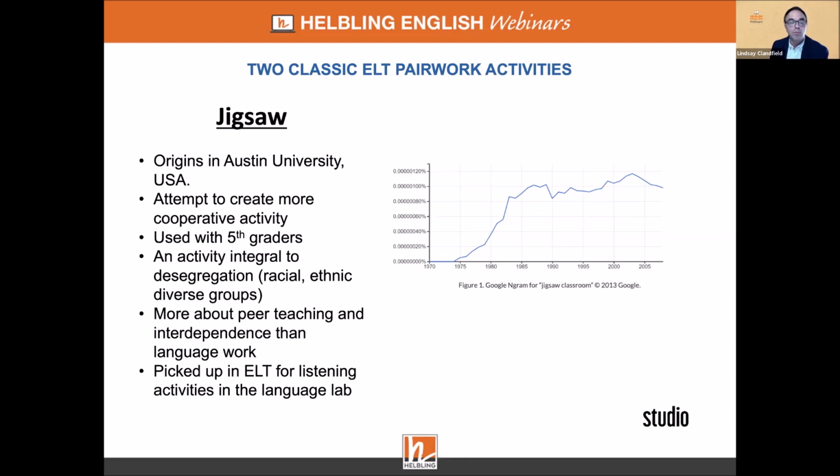So they were put into the same class. It was the first time. This is in the 1960s or 70s. So these classes become multiracial, and to encourage the children to work together, they created these kinds of activities where students had to piece together something. And so they had to work in pairs or in groups. And in this case, it was more written about, not for language teaching. Originally, it was written about for peer teaching and interdependence. So making people depend on each other.